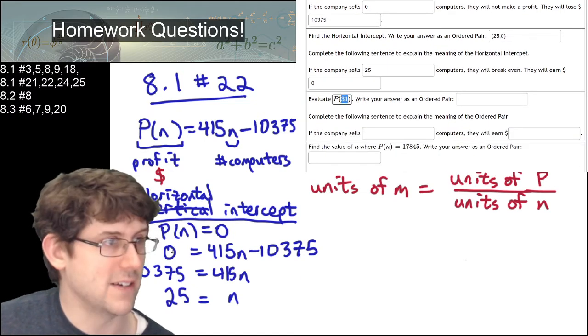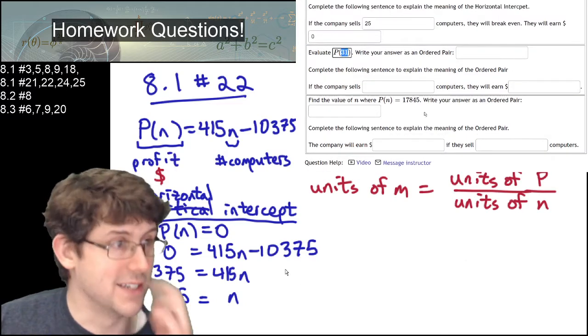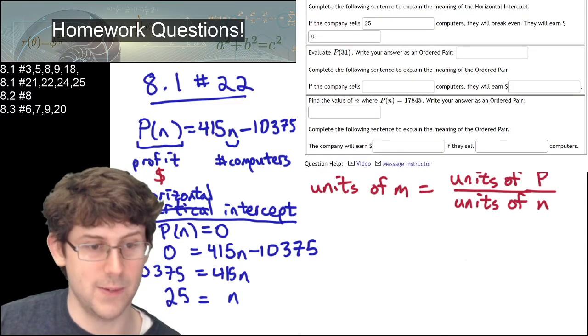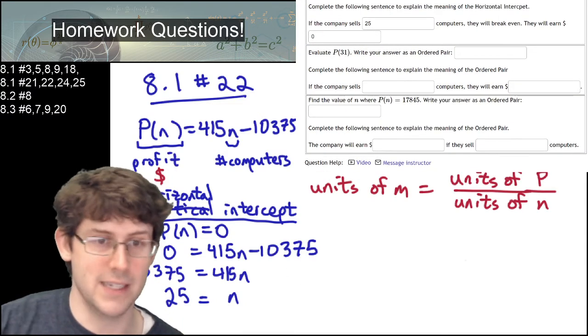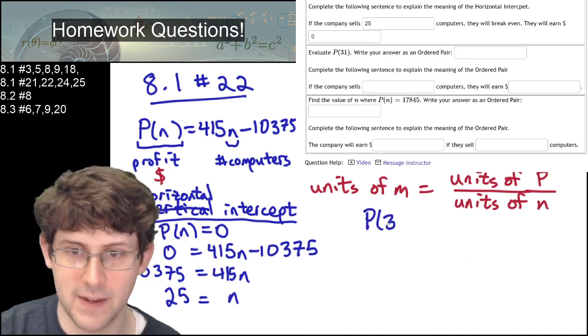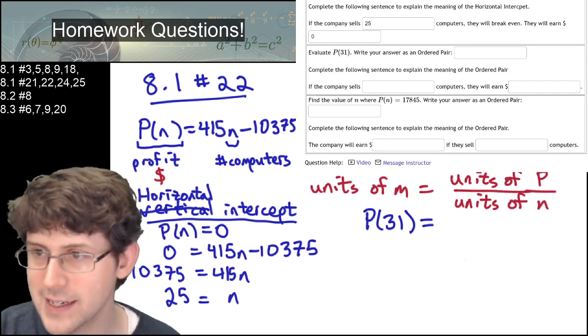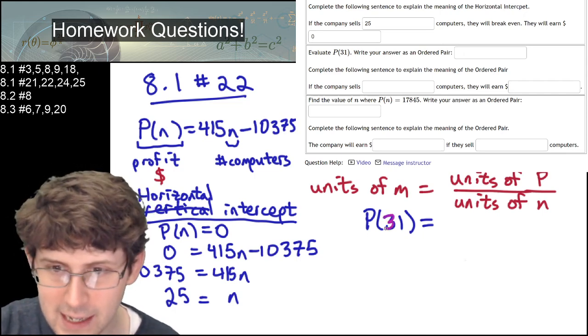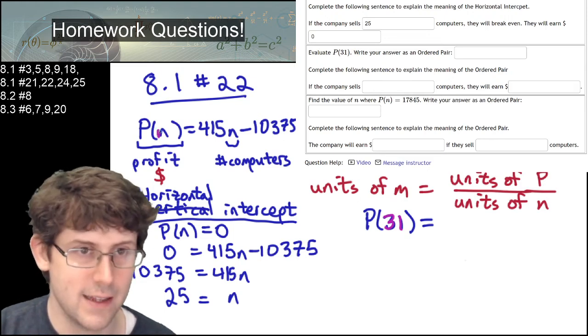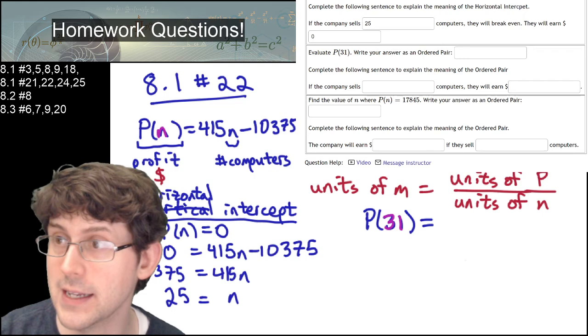Finally, we have to try to find P of 31. Wait, is it finally? Oh, there's 2 more parts. Okay, so this one's find P of 31. P of 31 means plug in 31 as the input. So if I'm trying to find P of 31, I can tell that the 31 has been plugged in for n. So n must be 31.